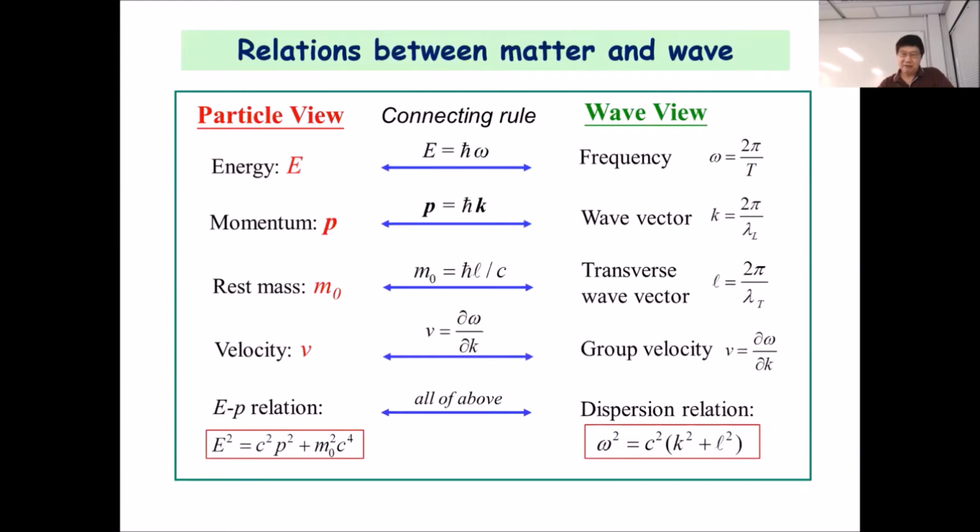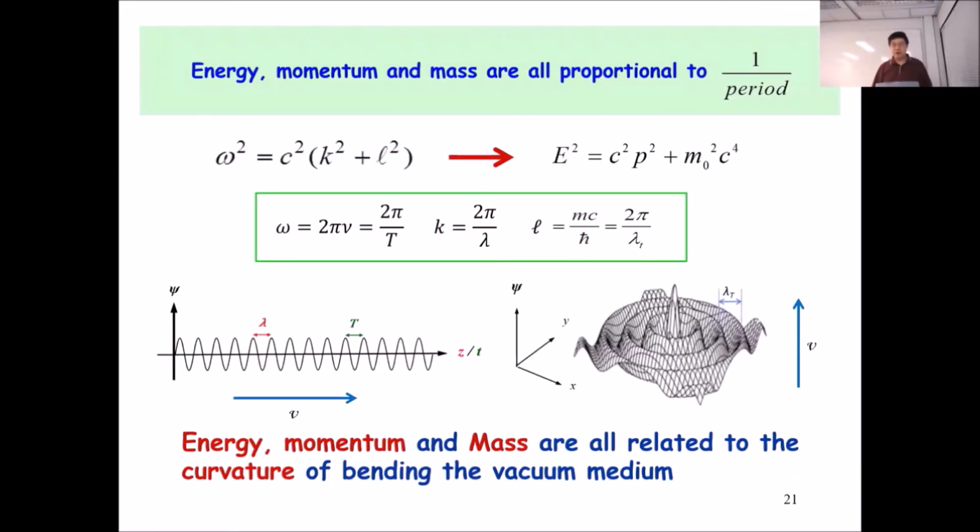Another thing we may notice is that all of these physical properties of the particle are related to 1 over the periods in the wave field. For example, omega is equal to 1 over T, k is 1 over lambda L, and L is 1 over lambda T. So what is 1 over period? Actually, 1 over period means the curvature of a bending something.